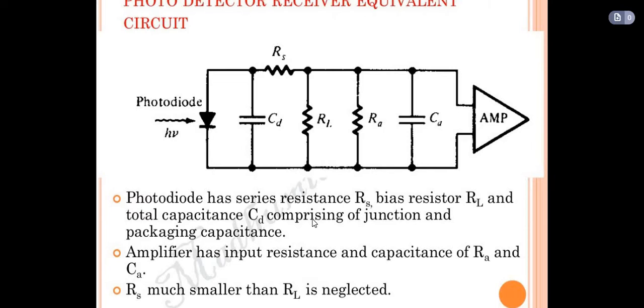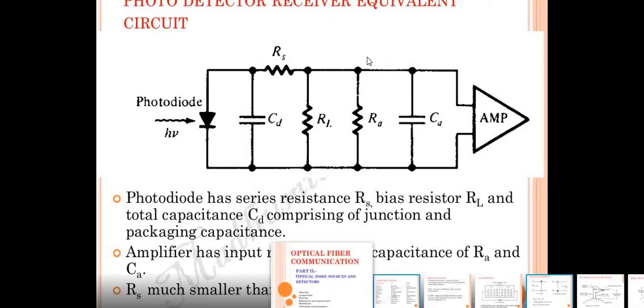Then we have RL and the total capacitance is CD. What is the use of a capacitor? Basically, students, it is used to store the energy in the form of pulses. That's the reason we are proceeding with the capacitor, comprising the junction and the packaging capacitance. The amplifier has an input capacitance CA and an input resistance RA. That we have taken.